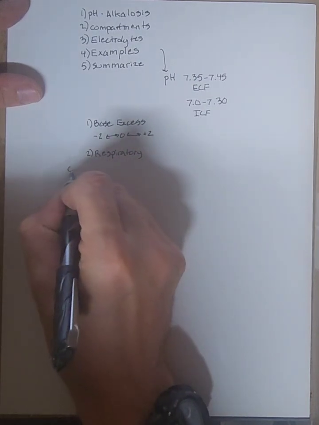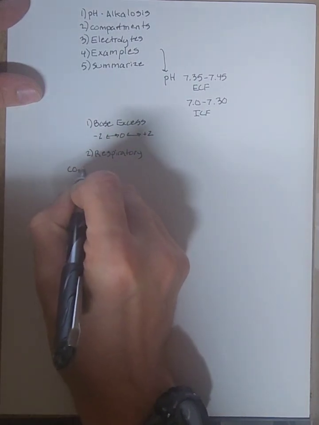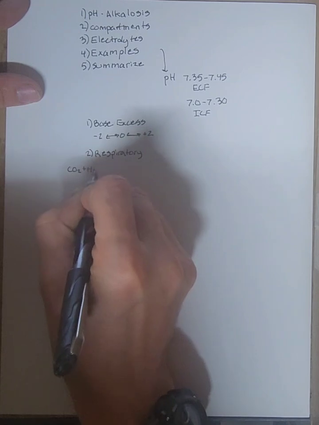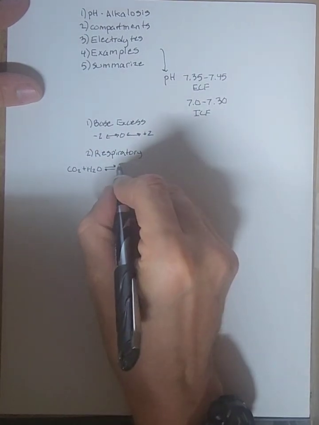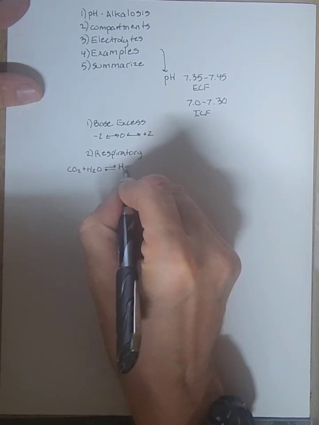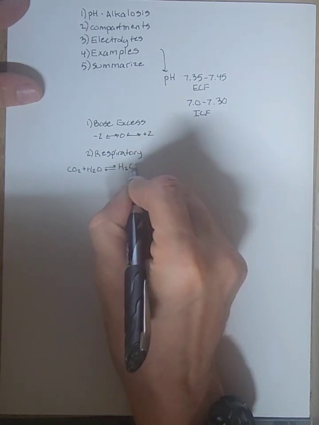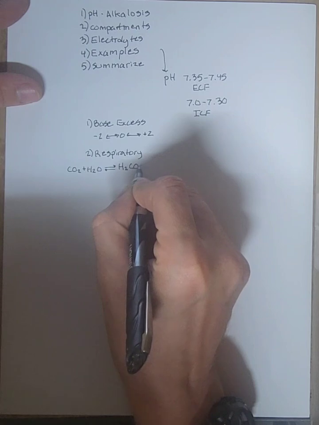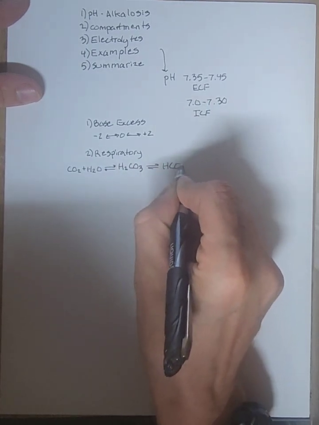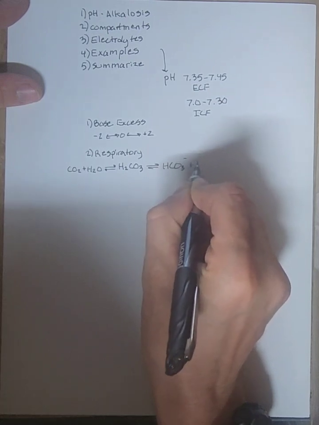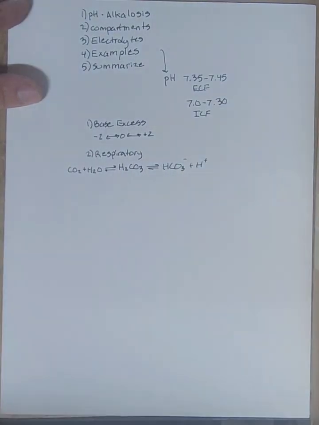And so that formula is CO2 plus H2O, and this could be written either way, going left to right or right to left, becomes carbonic anhydrase, becomes bicarb, and then hydrogen, your acid.